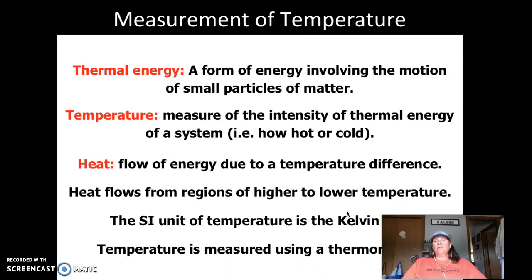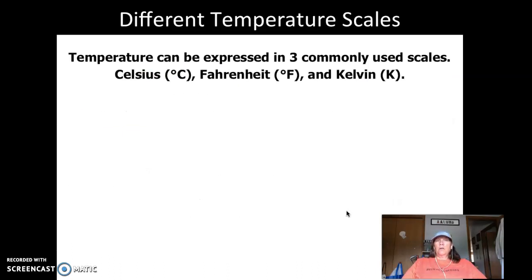We actually use, if we ever get to go in the lab, what they call LabQuest, and they digitally read the temperature, which is kind of nice. Okay, so we have 3 common scales in temperature. We have Celsius, which is the scale we'll use in chemistry, Fahrenheit, which is the one we use in the English system, and Kelvin. And Kelvin is based on the Celsius system.